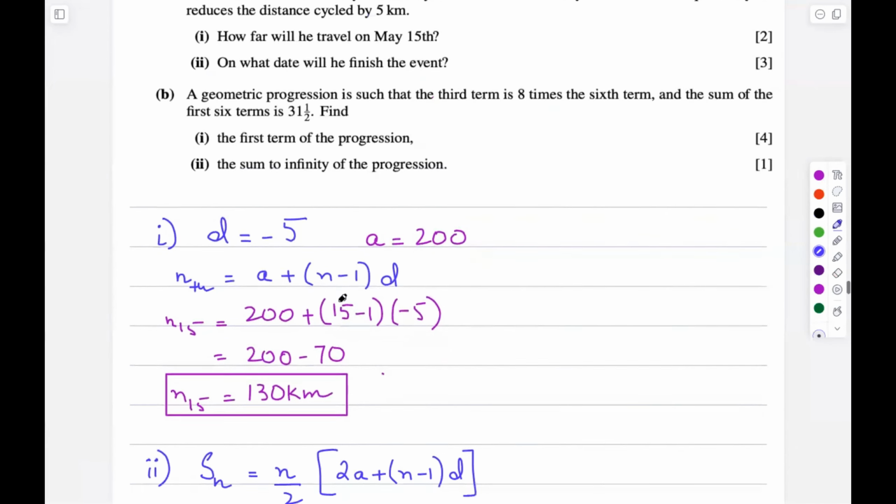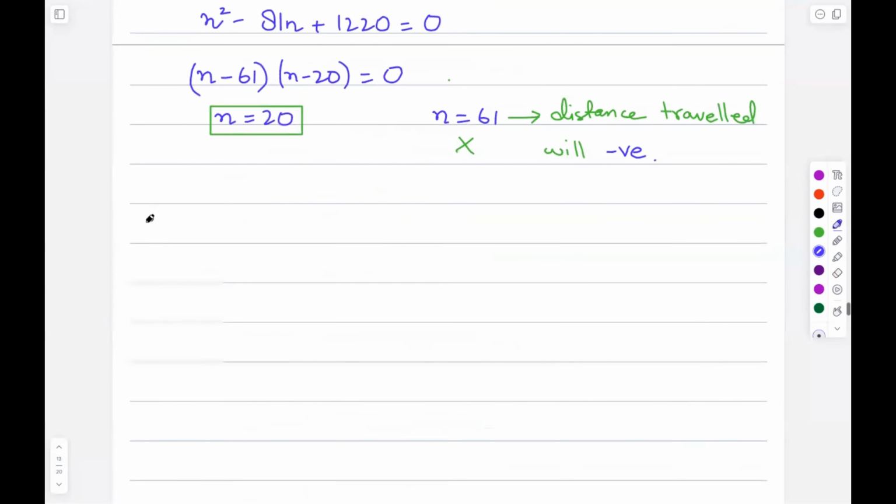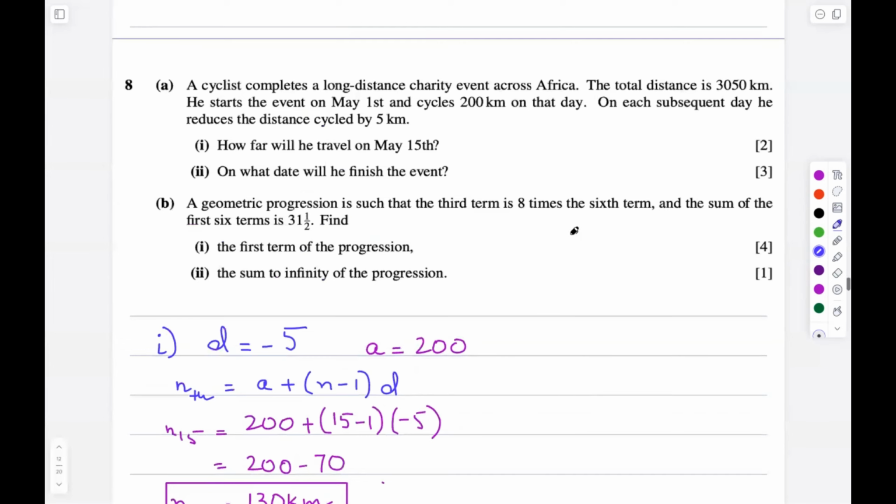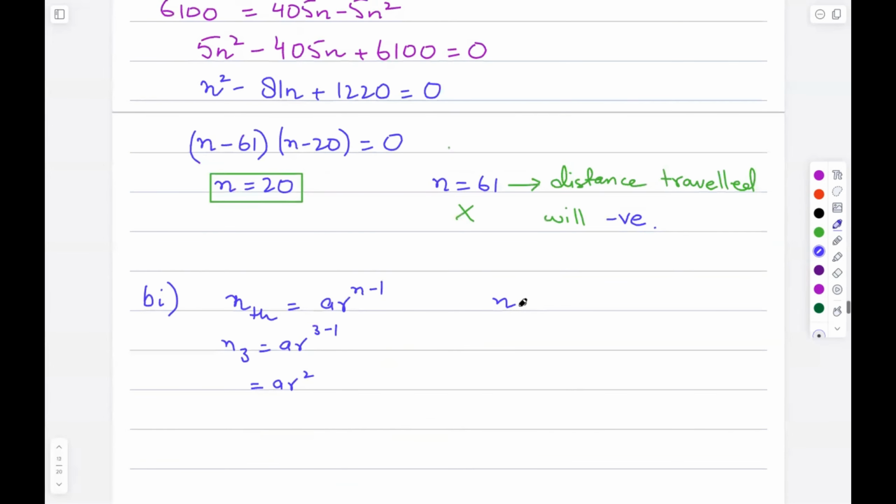Now as the third term is 8 times the sixth term, we can first write this as, the nth term of a geometric progression is given by ar to the power n minus 1. For the third term, the formula will be ar to the power 3 minus 1, which is equal to ar squared. And the third term is 8 times the sixth term. So first finding the formula for the sixth term, that will be ar to the power 6 minus 1, which is ar to the power 5.